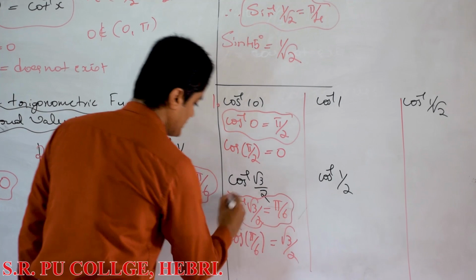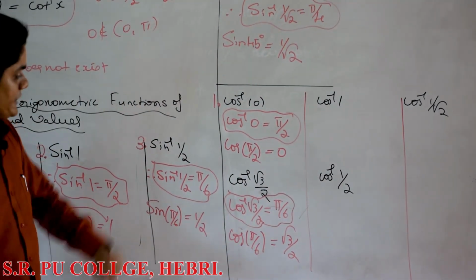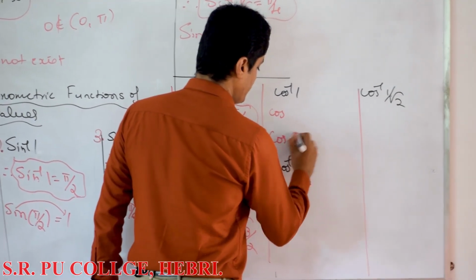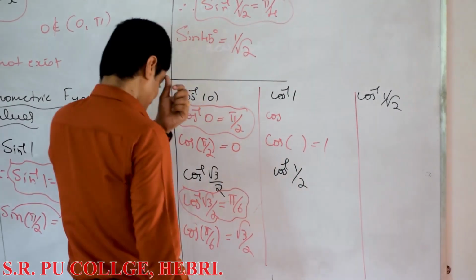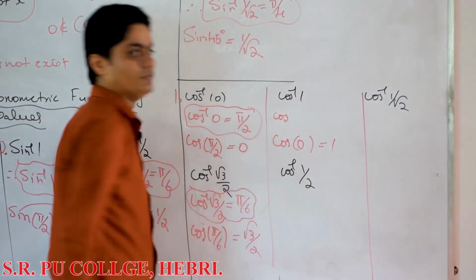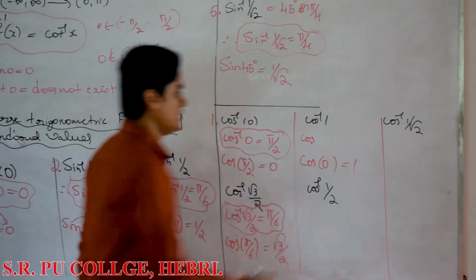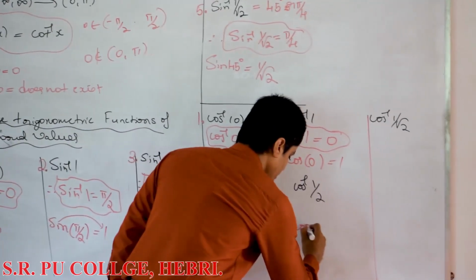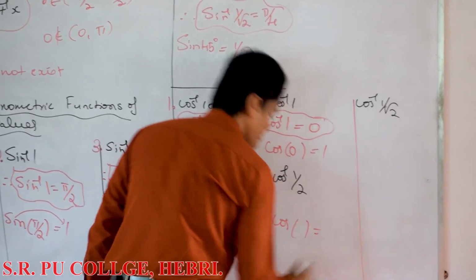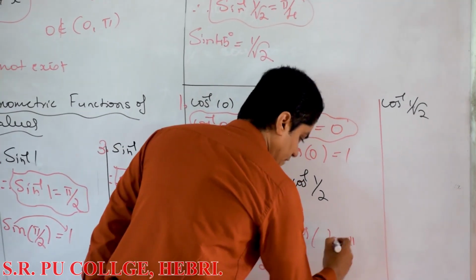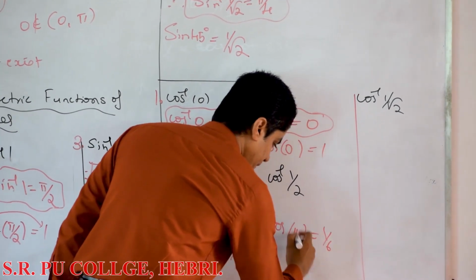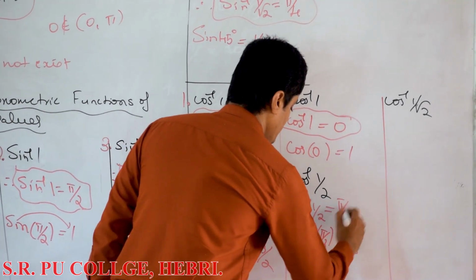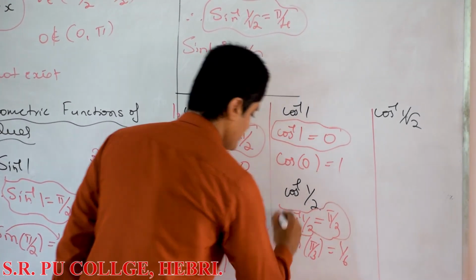Remember the next cos inverse standard value, which is cos inverse of root 3 by 2 is equal to pi by 6. Now for which angle cos gives 1? Yes, cos 0 is 1. Since cos 0 is 1, cos inverse of 1 is equal to 0. Last one, cos inverse of half. For which angle does cos give half? It gives half for pi by 3, that is 60 degree. So cos inverse of 1 by 2 is equal to pi by 3, that is 60 degree.